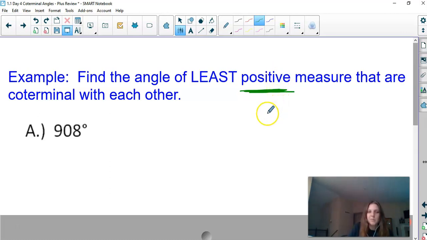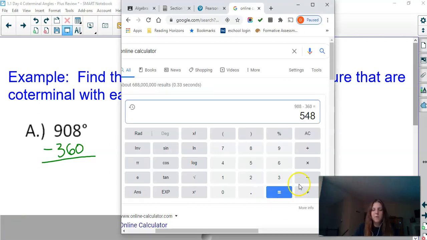So that means we want to subtract, but we want it to stay positive. Okay, so we're going to keep subtracting 360. And we're going to go until we find the smallest positive angle. So this would be a good time to go to your calculator and type this in. Okay, so my first answer is 548 degrees.